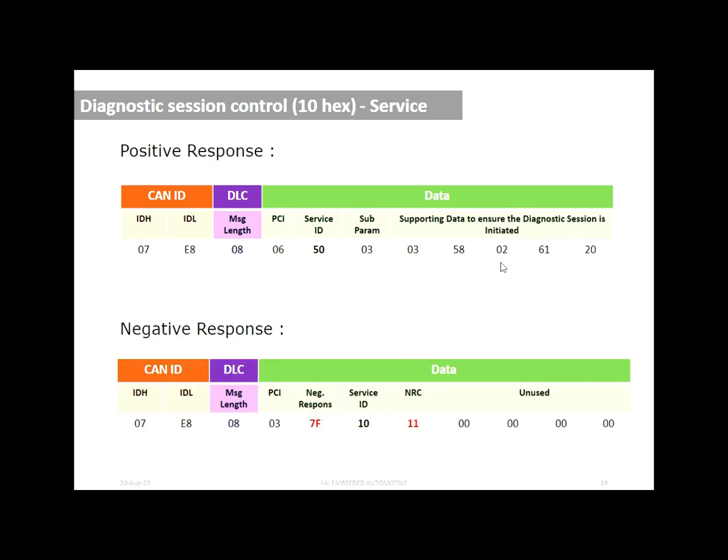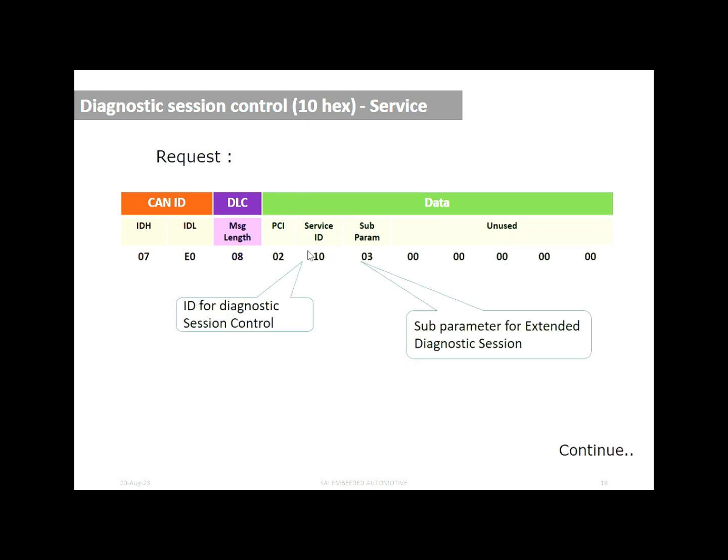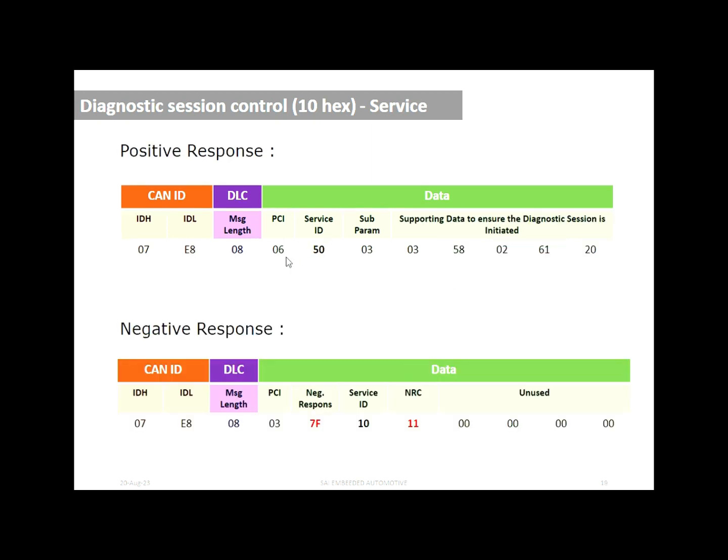data. And coming to the positive response, if we compare, the positive response will be added with the service ID plus 40. If we see in the previous, it was 10, if it is added with the 40 it will be 50, and the respective subfunction and supporting data came from the ECU. And this represents the negative response. Why this represents the negative response: the PCI length is 3, and it has 7F as the negative response, and 10 is the service identifier.